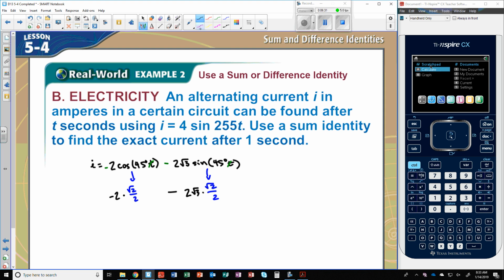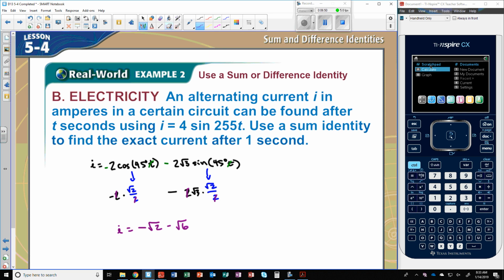And so if I want to simplify, these 2's will simplify out, these 2's will simplify out, and so I have negative square root of 2 minus, this would be square root of 3 times square root of 2 is square root of 6. That's the value I'm getting for our I.